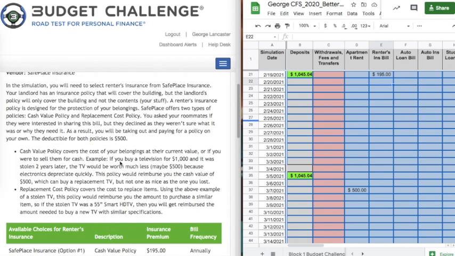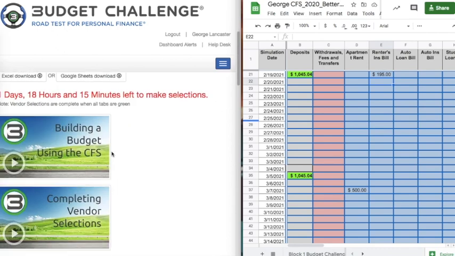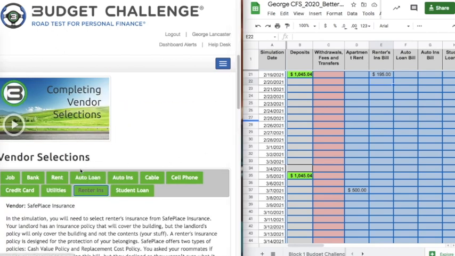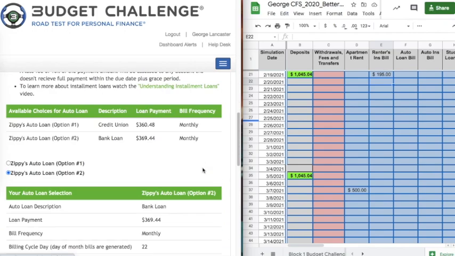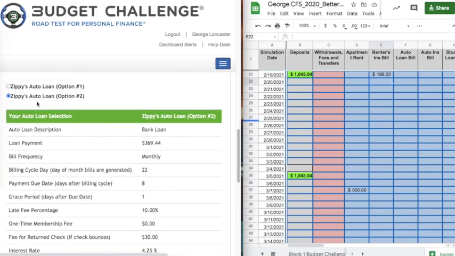The auto loan, if you look at the auto loan, it is paid every month. And I chose option number 2. My payment's $369.44. It's billed on the 22nd, due 8 days later, which would be the 30th of the month. Again, there's a late fee percentage, so they charge you extra interest if you pay it late. So I'm going to find the 30th of each month, and that's when it's due. I'll probably try to pay it a couple days early if I have the money in the bank to do that.